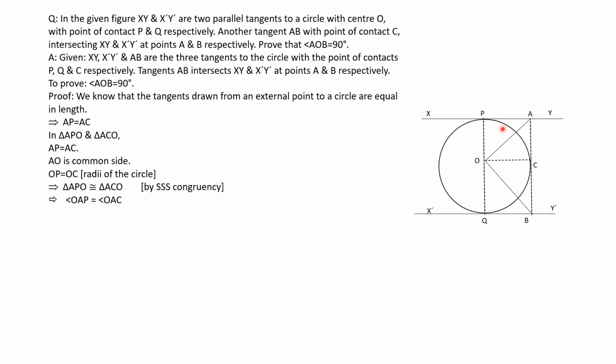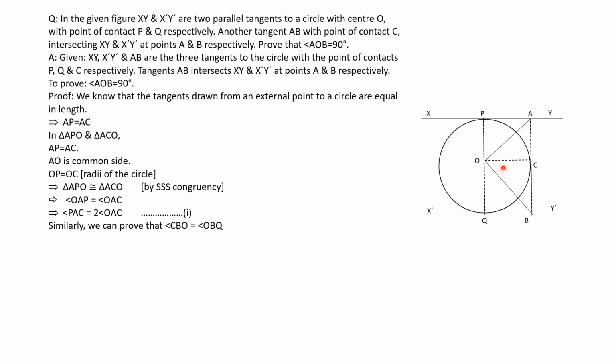So we can write angle OAP equals angle OAC. That means these two angles are the same. Or we can write angle PAC is twice angle OAC. This is the first equation. Similarly, we can prove that angle CBO equals angle OBQ, and this angle is equal to this angle. This can be proved following this method.